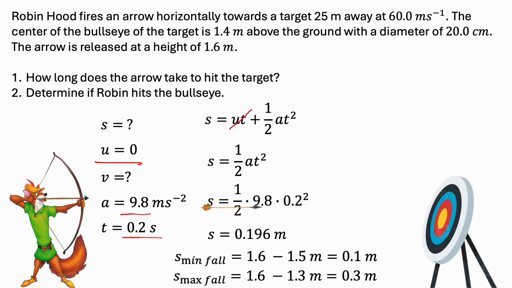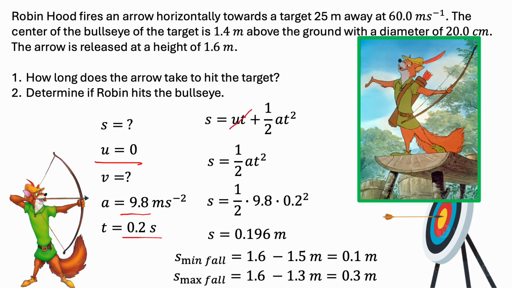Quick bit of math, we can figure out that if the minimum fall to hit the bullseye is 10 centimeters, the maximum would be 30 centimeters. So Robin is going to hit just north of the bullseye.